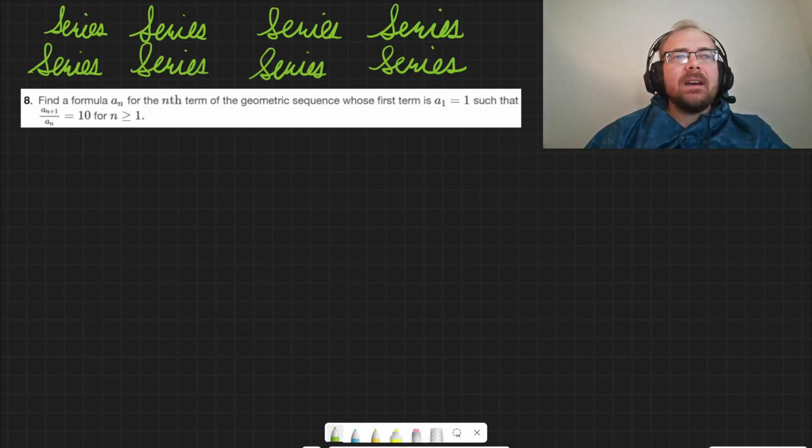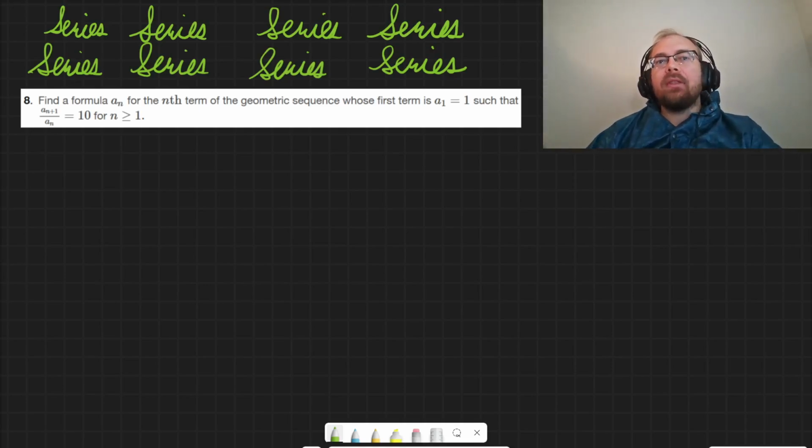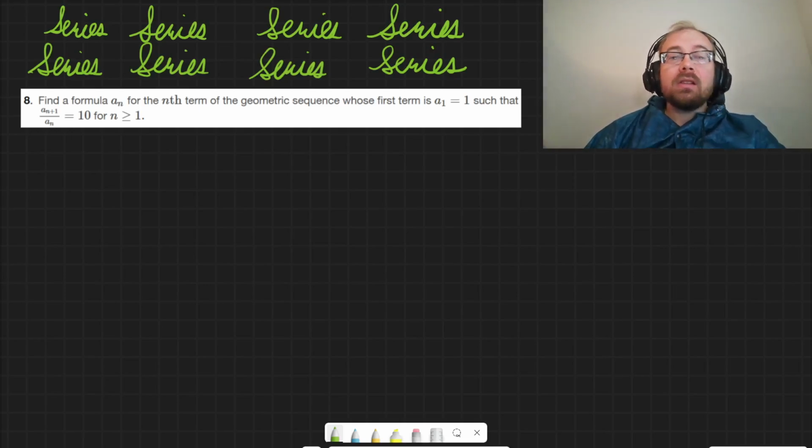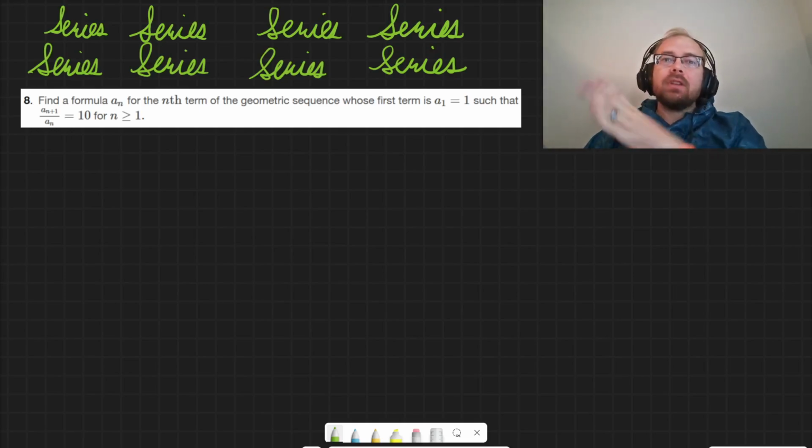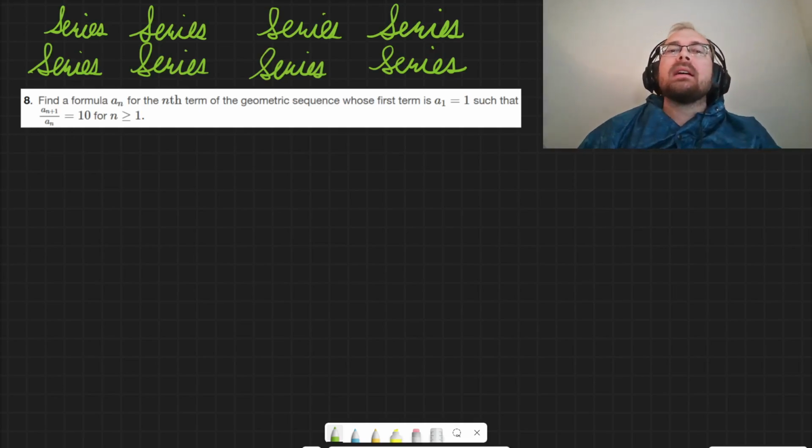This is finding a formula a sub n for the nth term of the geometric sequence. Oh, geometric this time. Last one was arithmetic, this one's geometric. Arithmetic would be you're adding or subtracting a number every time. Geometric is you're timesing or dividing a number every single time.